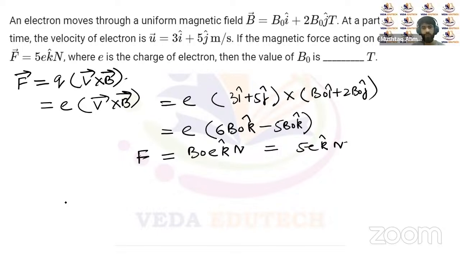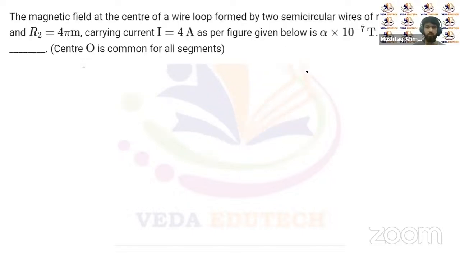The value of b naught comes out to be 5 from this equation. So it is 6 b naught k cap minus 5 b naught minus 5 b naught k cap, that's b naught k cap, and it is given equal to 5 k cap. It means the value of b naught is 5. So 5 will be the correct answer for this question. And let's move on to another question.